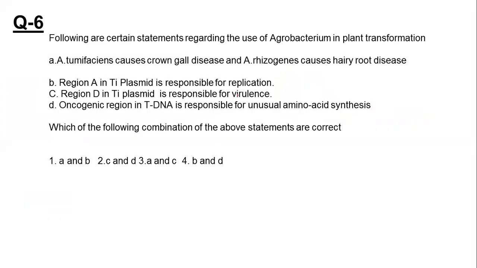Now here are certain statements regarding the use of Agrobacterium in plant transformation. Agrobacterium tumefaciens causes crown gall disease. Agrobacterium rhizogenes causes hairy root disease. Yes, it is correct. Region A in the Ti plasmid is responsible for replication. Region D is correct. And in the case of region D, the oncogenic region of the T-DNA is responsible for unusual amino acid synthesis.